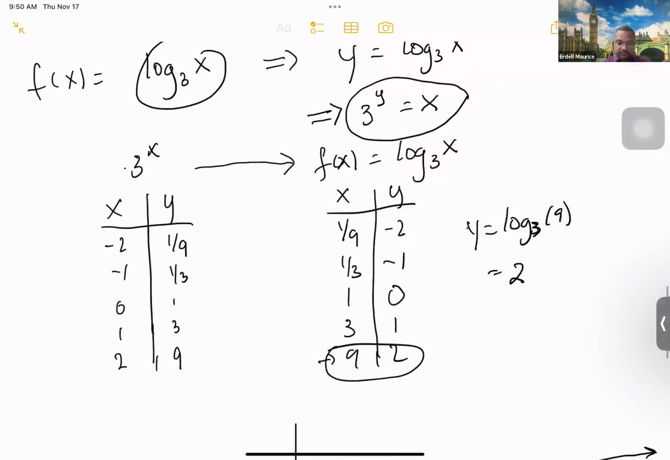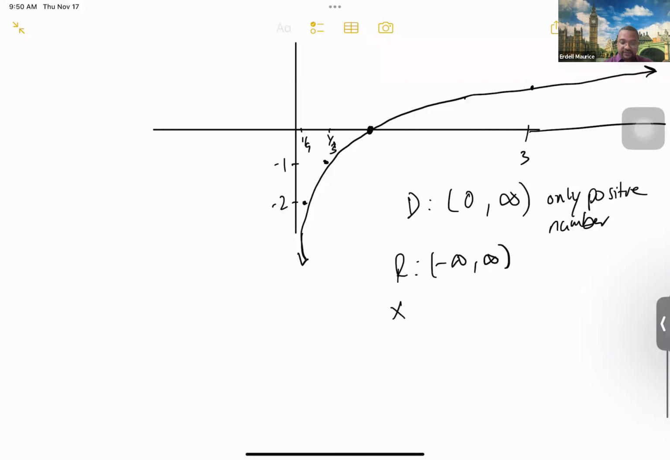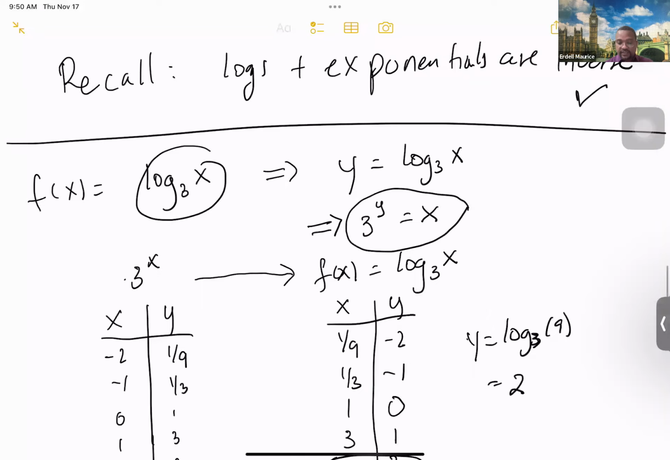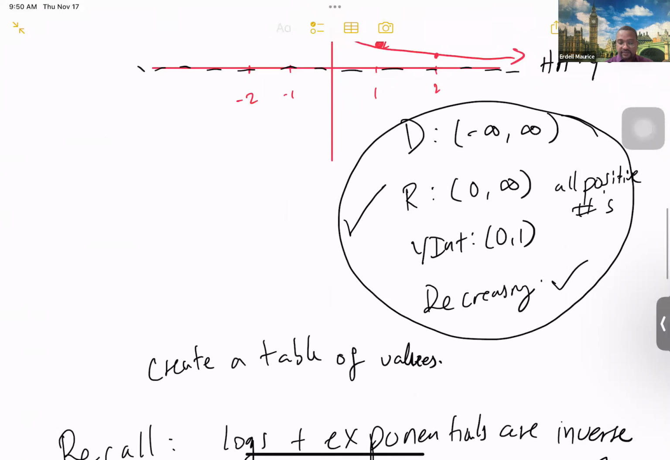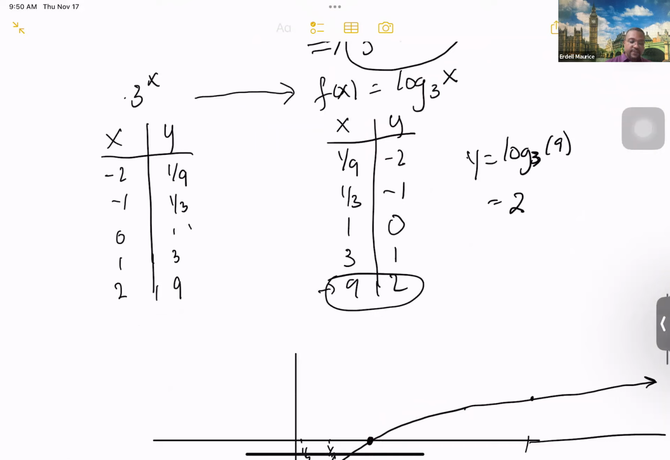The y-intercept will become now the x-intercept. And that's going to be 1, 0. Again, notice that the points have been flipped to go from y-intercept to x-intercept. And you can see clearly here, this right here is your y-intercept. When I switch over to the log, I now have the x-intercept.